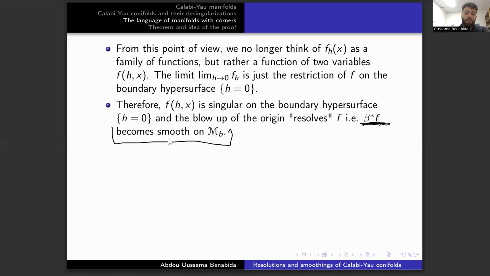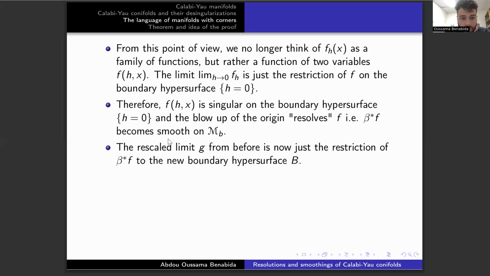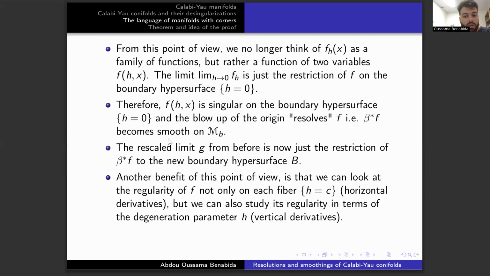So in some sense, this blow-up that we did served as a way of resolving f, which was singular on the initial space and is now smooth. Because there was no limit at x equals 0, but after separating the directions, we have a limit. So the rescaled limit g from before is now just the restriction of beta star f to the new boundary hypersurface B.